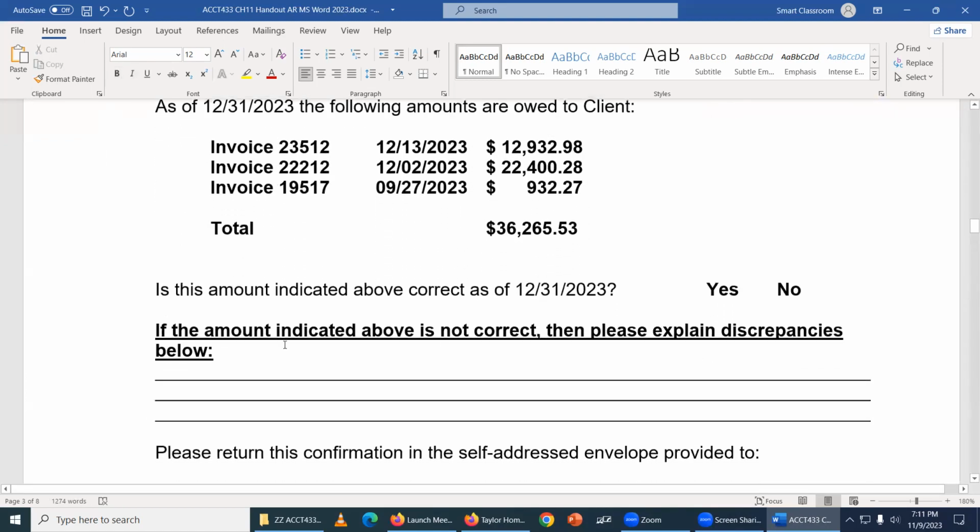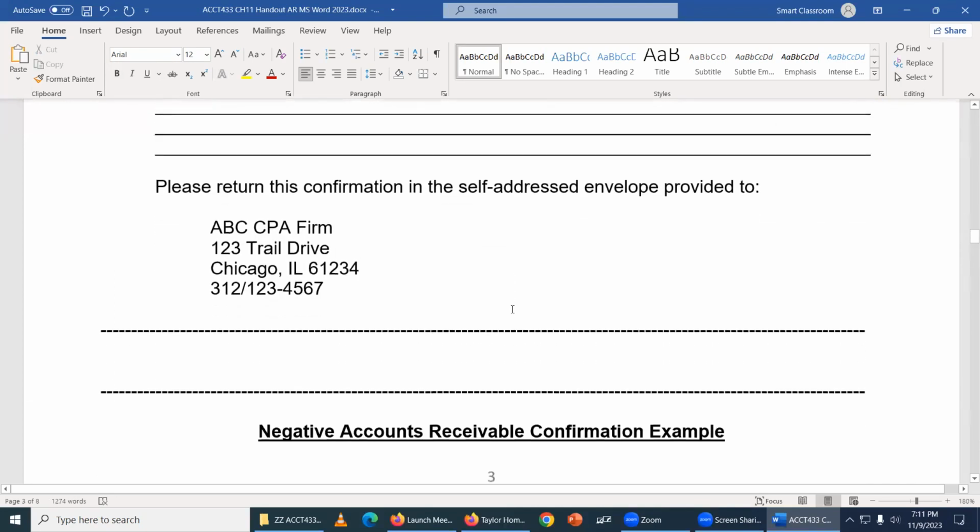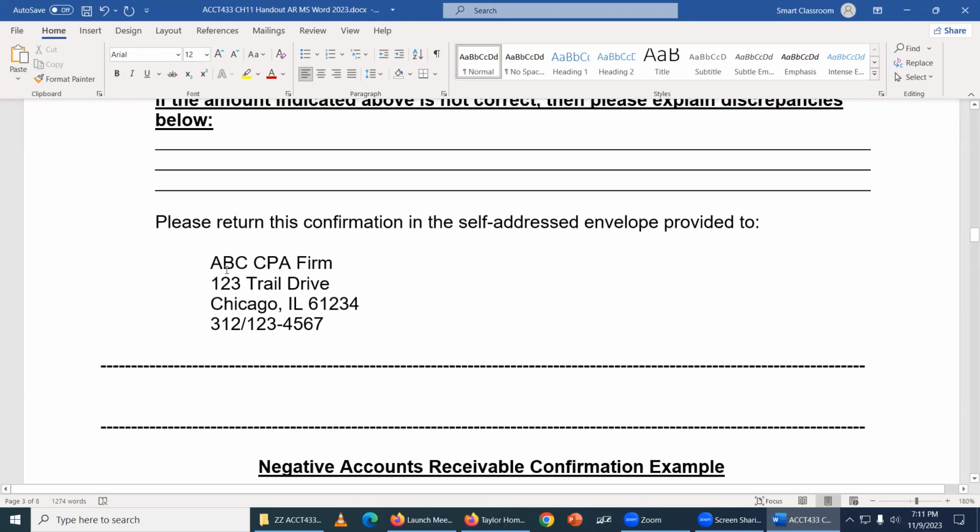Yes or no? If the amount indicated above is not correct, then please explain the discrepancies below. So they pay one years old and they return it. Usually you give them a self-addressed envelope. They return it to you, and it goes directly to the CPA firm. The client does not get it. We want it to go to the CPA firm because we want it to be the best evidence that the client cannot touch. So that's a positive one.